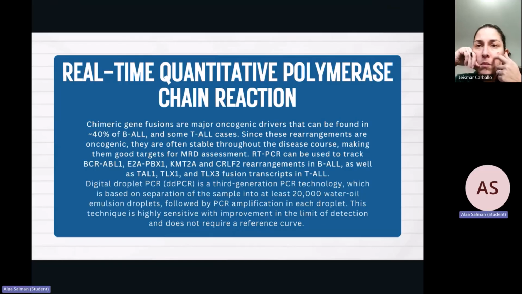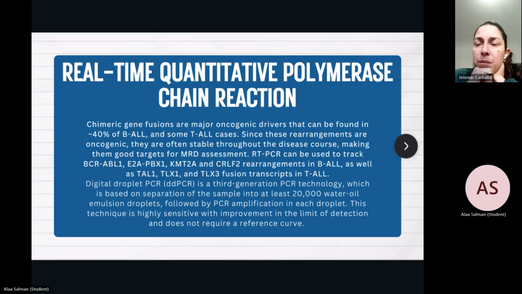Digital droplet PCR is a third-generation PCR technology, which is based on separation of the sample into at least 20,000 water-oil emulsion droplets, followed by PCR amplification in each droplet. This technique is highly sensitive, with improvement in the limit of detection, and does not require a reference curve.